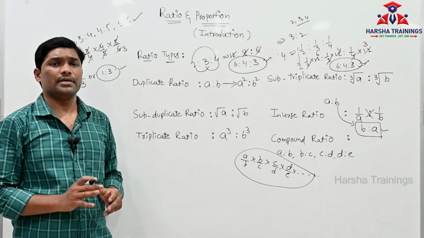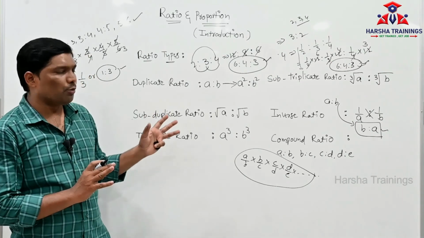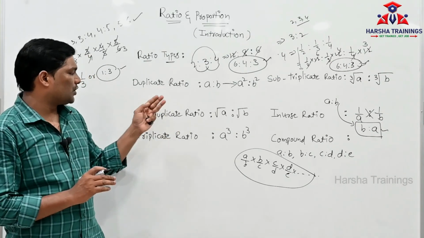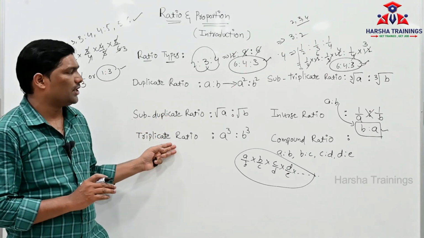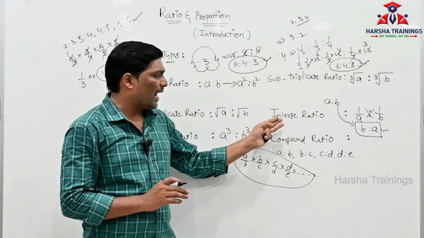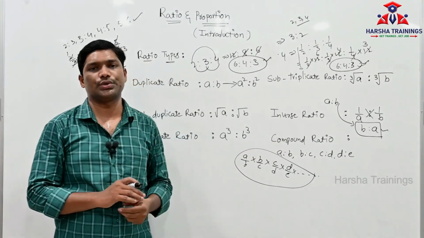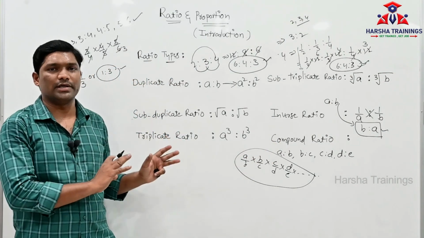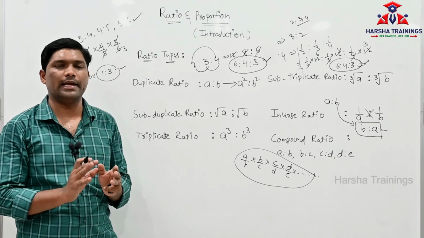Is it clear, guys? So approximately 6 points here, right? Duplicate ratio, subduplicate ratio, triplicate ratio, subtriplicate ratio, inverse ratio and compound ratio. Just remember these 6 points, guys. I think they are very, very dead easy and very important points also.